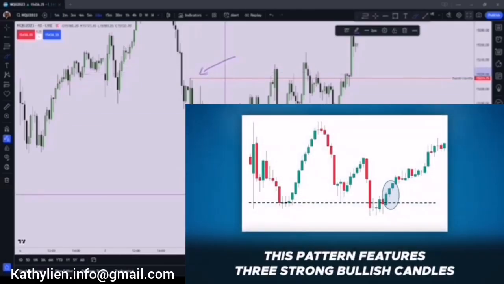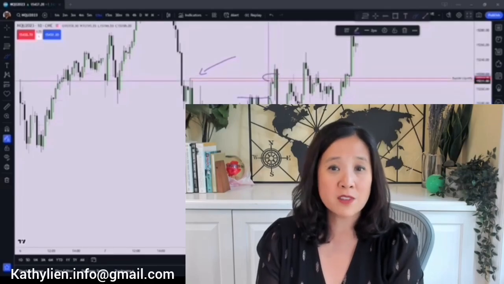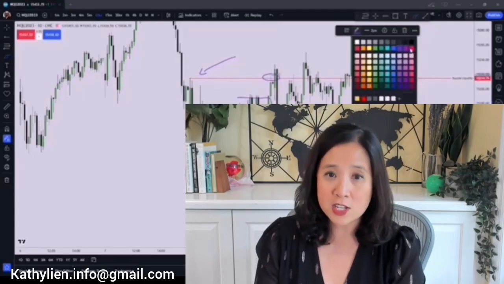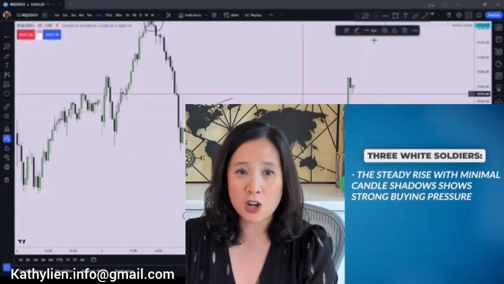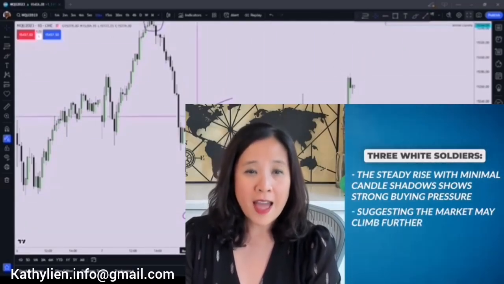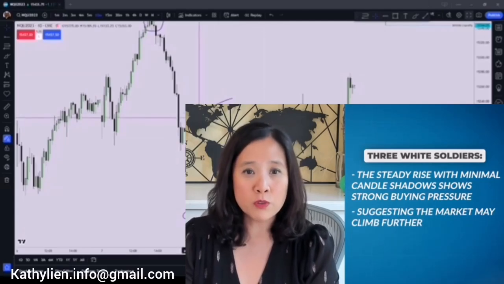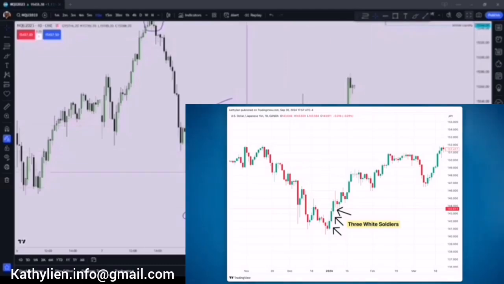This reversal pattern consists of 3 positive green strong bullish candles. When you see this formation, it is a clear sign that buyers have taken control and that the trend is shifting from negative to positive. The steady rise without large shadows on the candles indicates that buying pressure is strong and the market may continue to move higher.